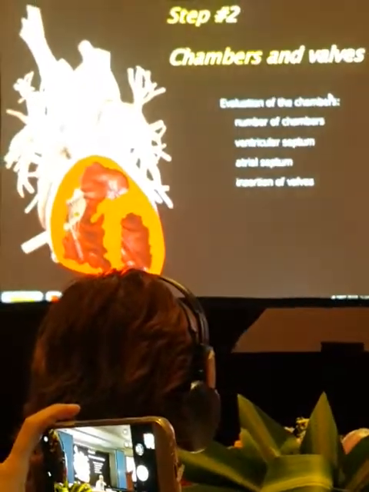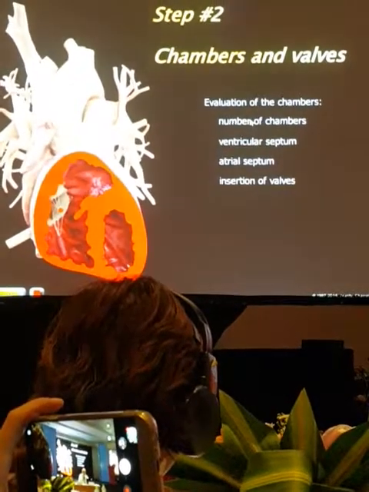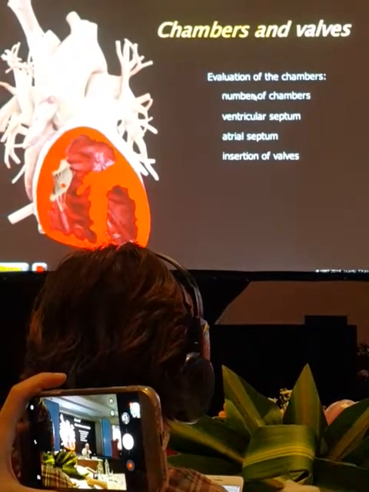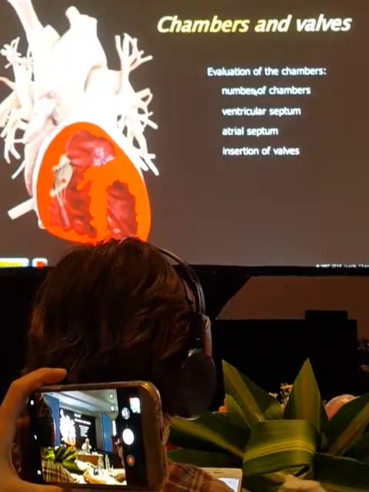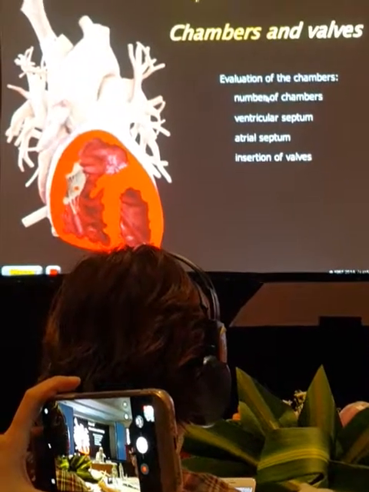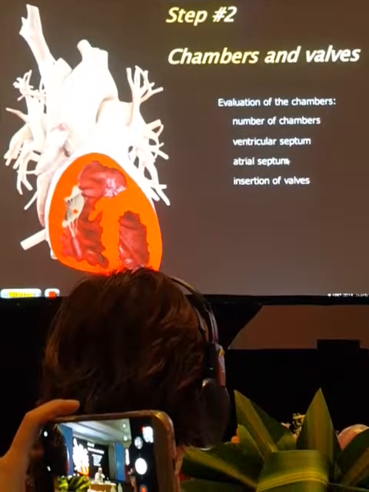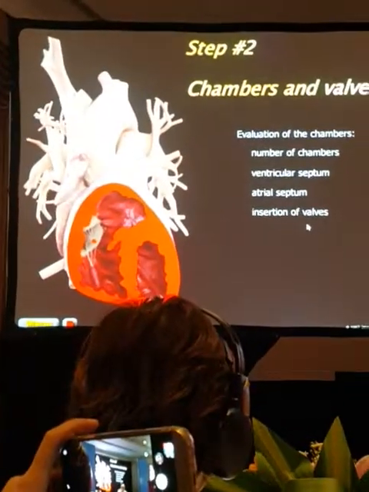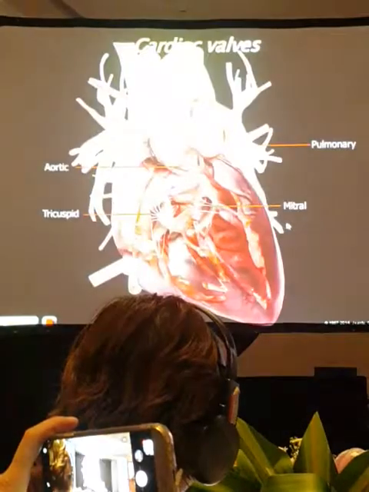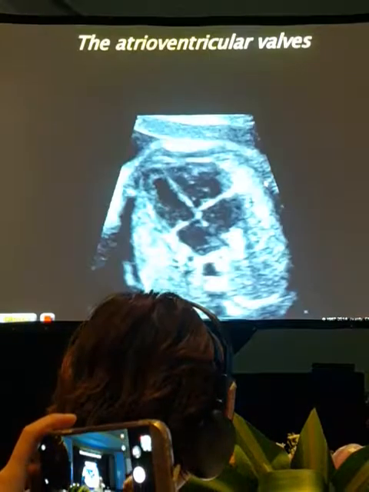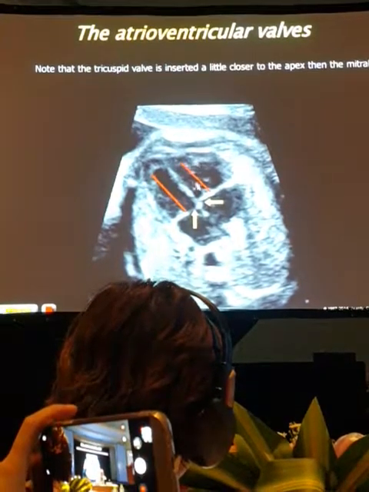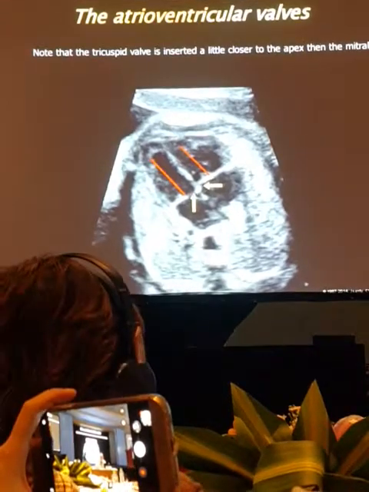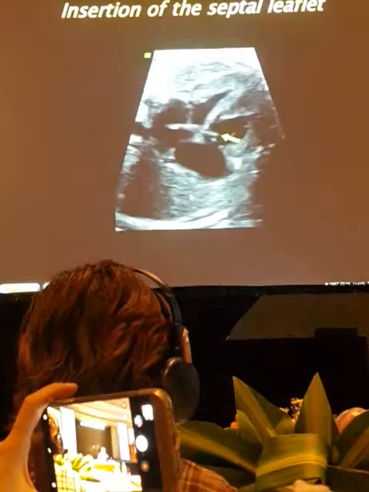And what we're going to do is look at the chambers. We want to see that there are 4 chambers. We want to see that the atria are connected to the proper ventricles, that there's concordance. We want to see the ventricular and the atrial septum, and we want to see the insertion of the atrioventricular valves. So I've shown this, we can skip. Remember, the right ventricle is shorter, and you have this offset between the tricuspid and the mitral valve.